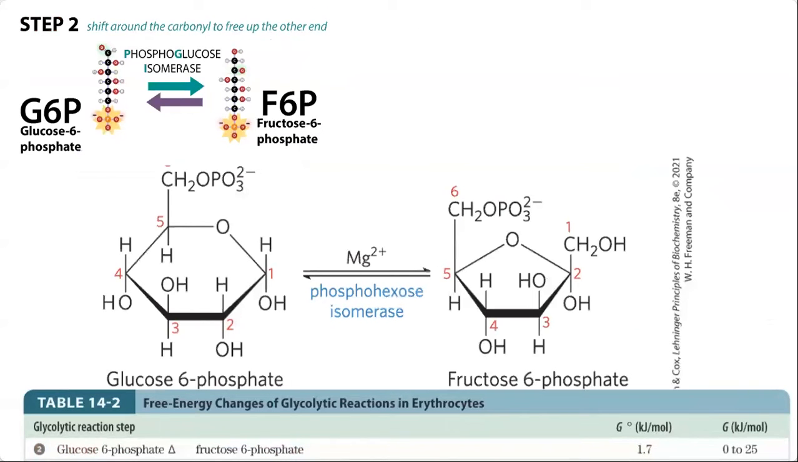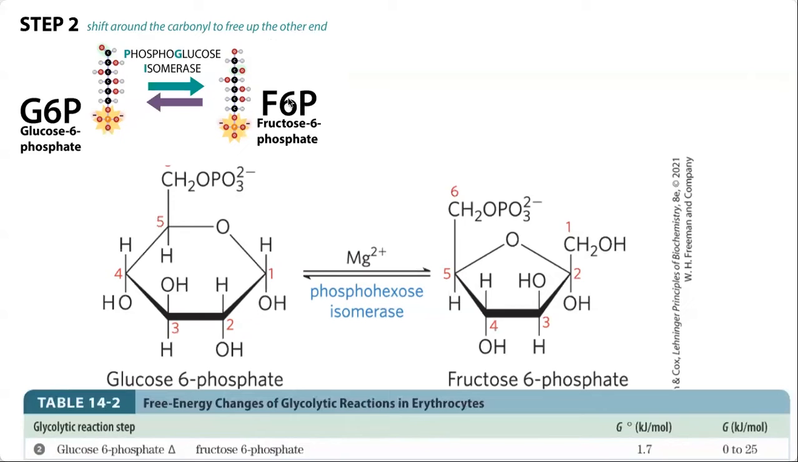Okay, what about the next step? Well, here we just have an isomerization reaction. We're not changing the number or the type of atoms. We're just shifting things around. So we're moving the position of this carbonyl, and this is going to free up this end hydroxyl group so that we can phosphorylate it. And the enzyme that's going to do this is phosphohexose isomerase, sometimes called phosphoglucose isomerase. So you'll see it called both of these things. You can see that it's got a pretty neutral delta G, so this is going to be easily reversible depending on things like the concentrations.